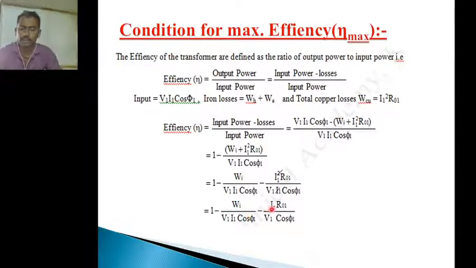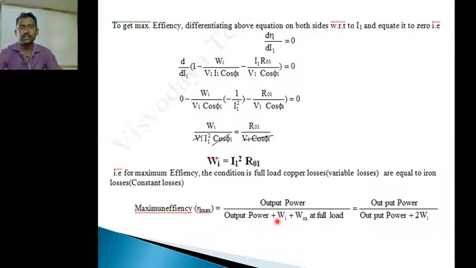1 minus Wi by V1 I1 cos phi 1 minus I1 R01 by V1 cos phi 1. So in order to get the maximum efficiency, what we have to do? We have to differentiate with respect to I1 and set it equal to 0. Then we get the condition for the maximum efficiency. So what is the condition? Differentiation of the efficiency with respect to I1 equal to 0.